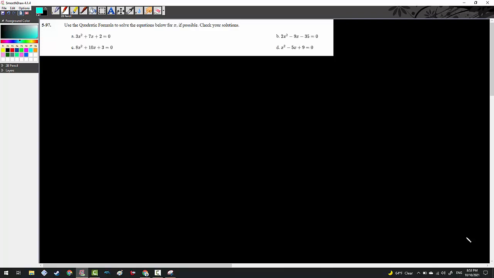And we are back for 5-97, using the quadratic formula to solve for x if possible, and we're going to check our solutions here. So in part A, we're going to just label the parts here. A equals 3, B equals 7, and C equals 2. And on the side here, I'm just going to write the quadratic formula again, just so that we know what it is. Negative B plus or minus the square root of B squared minus 4AC, all divided by 2A.